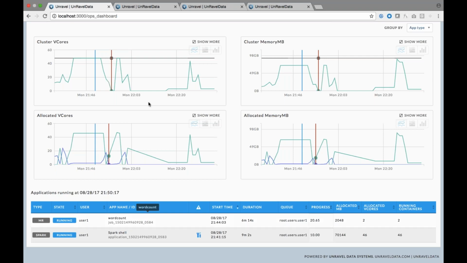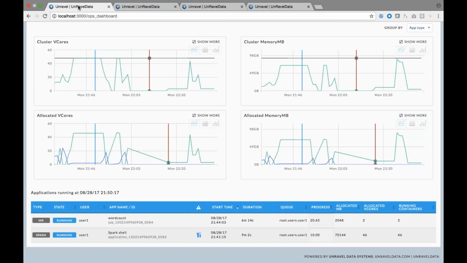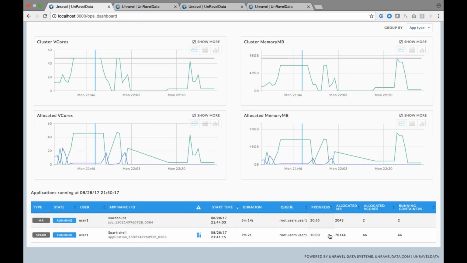So this application 584 is the application that we were looking at, which is part of our SLA-bound workflow, right? That's suffering from a performance change. And you can quickly see how that application is getting very limited amount of resources in the cluster, and all the resources are being stolen by an ad hoc Spark shell that was started, right? So this shell is occupying all the resources and causing the contention. So not only does Unravel help you understand that the root cause is a contention, it can even help you pinpoint who's causing that contention, right?